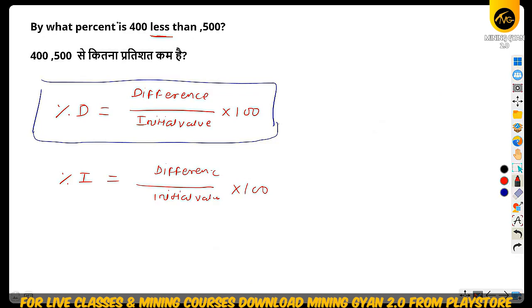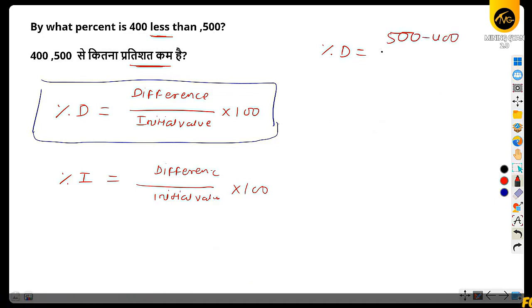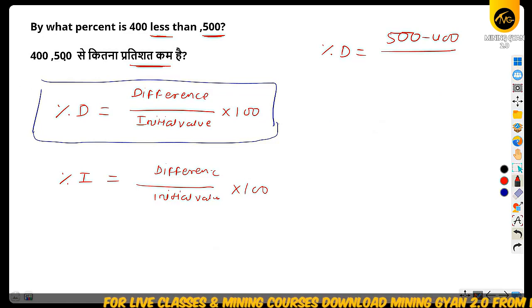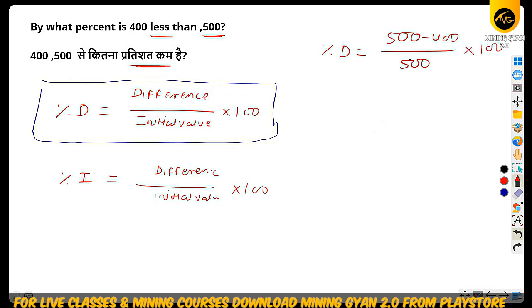Now in this case we have to use the percent decrement, because it's asking what is the less than percent, that means कितना प्रतिशत कम है, so percentage decrement. So what is the difference between these numbers? 500 minus 400 and divided by what is the initial value. So basically the initial value is 500. 500 से 400 कितना कम है, मतलब कि हम 500 में पहले थे फिर 400 में चले गए, that means initial value is the 500. So just put down 500 as an initial value into 100.